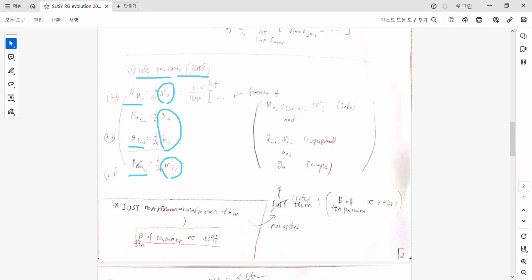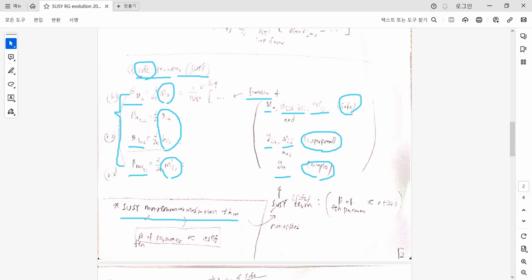In the soft term case, the beta functions have a complicated form, as functions of the soft terms, the superpotential coefficients, and the gauge coupling. Such complicated forms of the beta functions for the soft terms come from the supersymmetry non-renormalization theorem. If supersymmetry is conserved, then the beta functions of such supersymmetry-conserving parameters are proportional to the parameter itself.